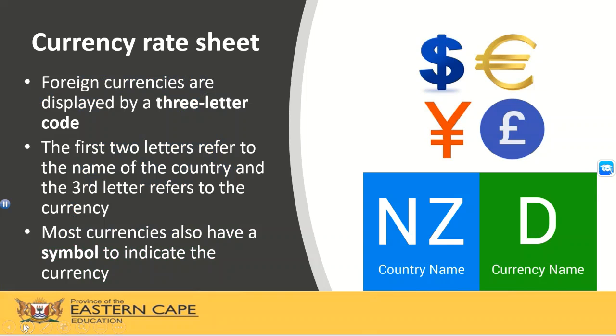If you continue looking at a currency rate sheet, you will see foreign currencies are displayed by a 3-letter code. Now, the first 2 letters of the 3-letter code refer to the name of the country. The third letter refers to the currency. If you take a look at the right-hand side, the bottom of your screen, you will see you have the country name NZ, which is New Zealand, and the currency name D, which stands for dollar. If you look at the top of your screen on the right-hand side, you will also see that there are some currency symbols, which most currencies have to indicate the currency. You have the currency symbol for the dollar, for the euro, for the yen, as well as for the pound.